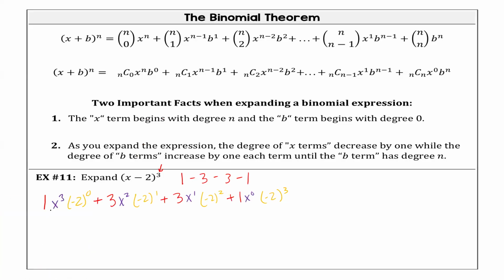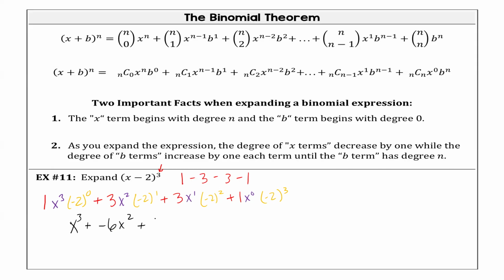Okay. So here we have 1 times x to the 3rd times 1, because anything to the 0 power is 1. That's just going to be x to the 3rd. Agree? 1 times x to the third times 1 is just x to the third. On the next one, we have 3 times -2, which makes -6, and then x squared.